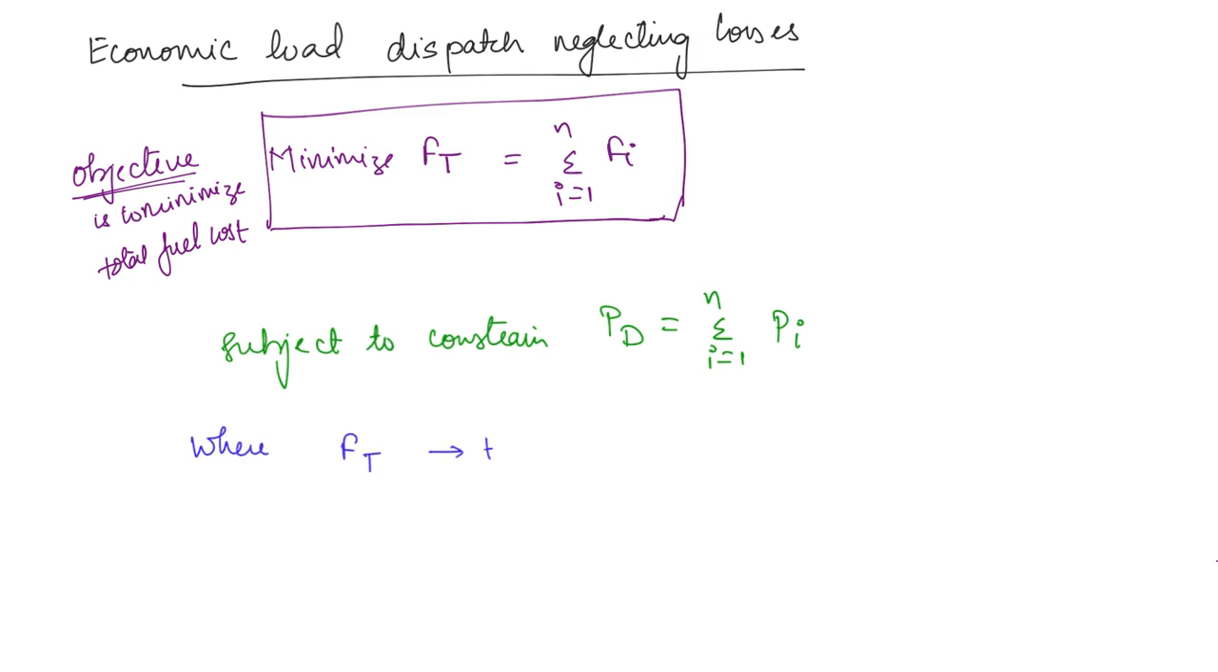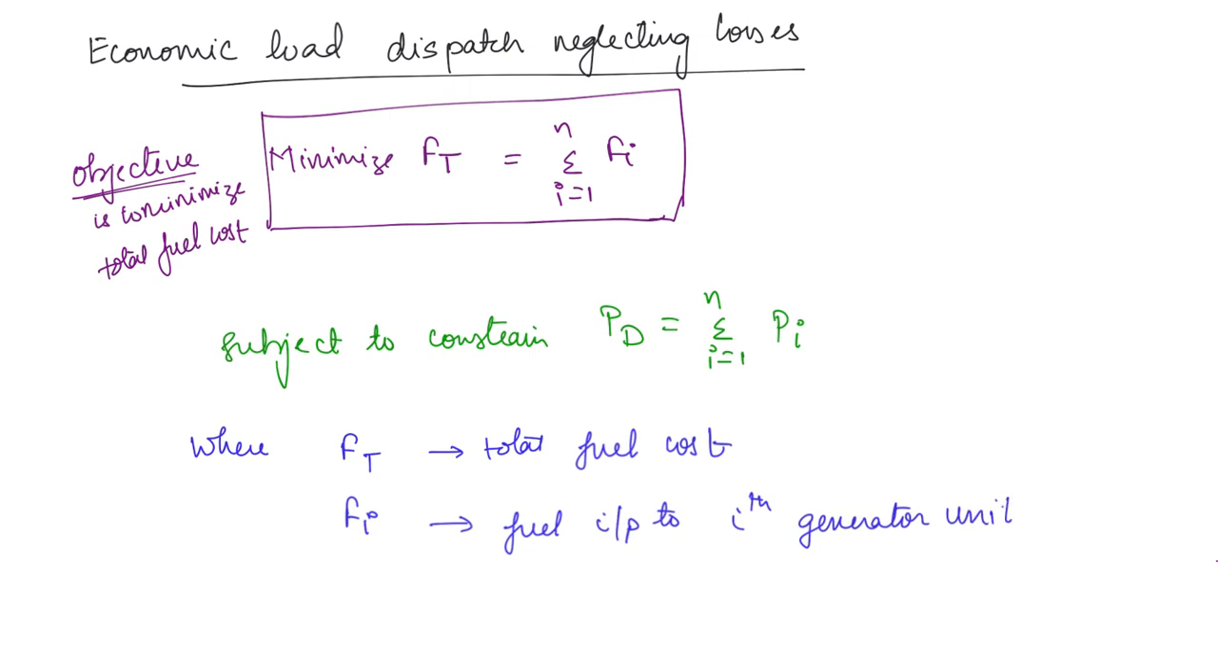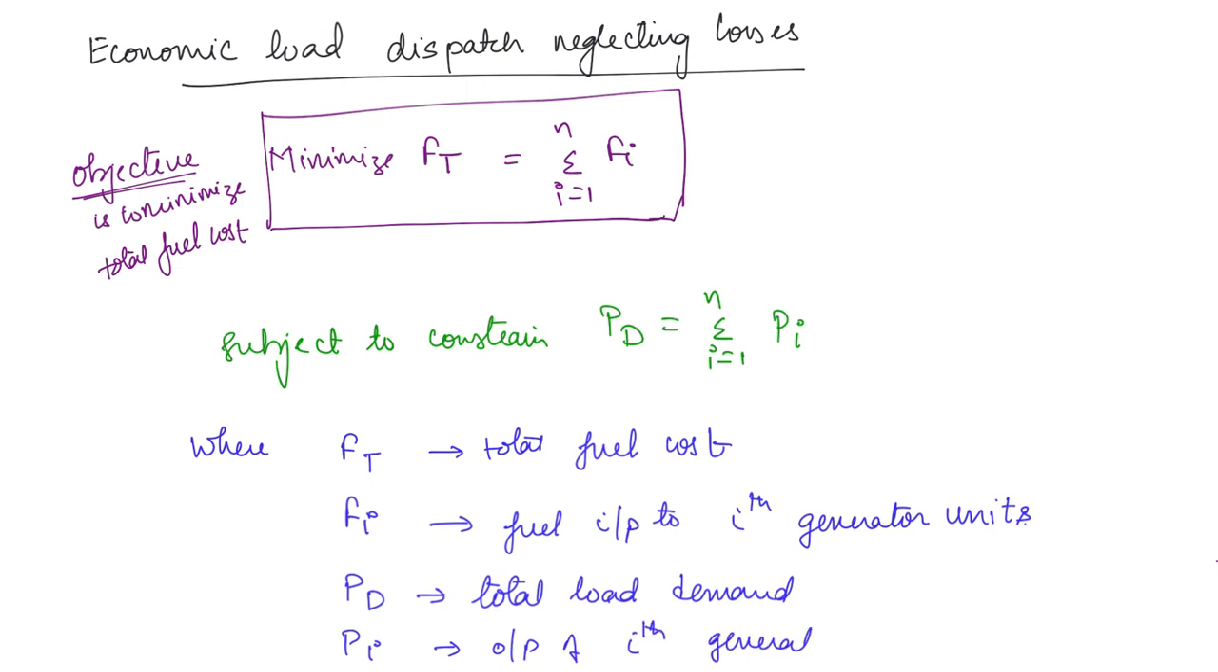So you can write down each of the parameters here. Ft is the total fuel cost, Fi is the fuel input to the ith generator unit. And how many generator units do we have in total? We are taking n number of generating units. And what is Pd? This is the total load demand. And finally Pi is the output of the ith generator unit.